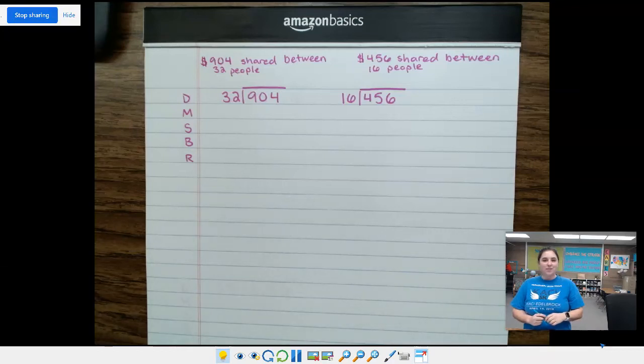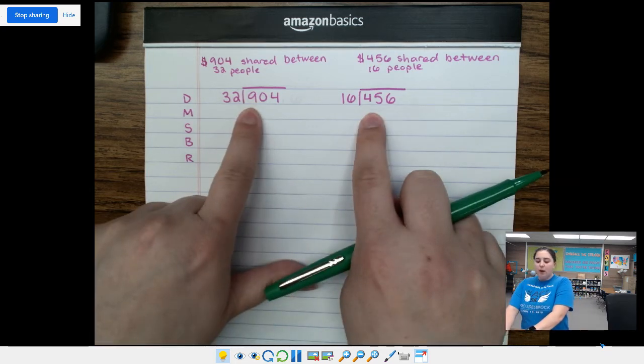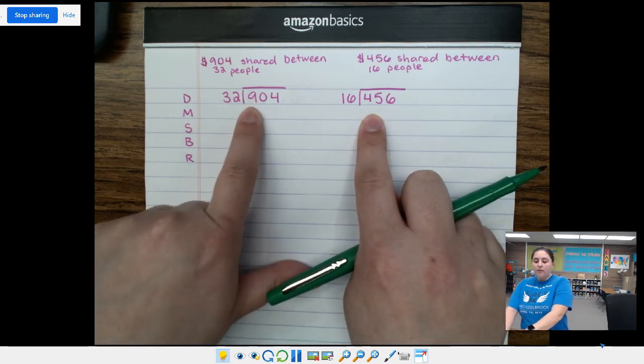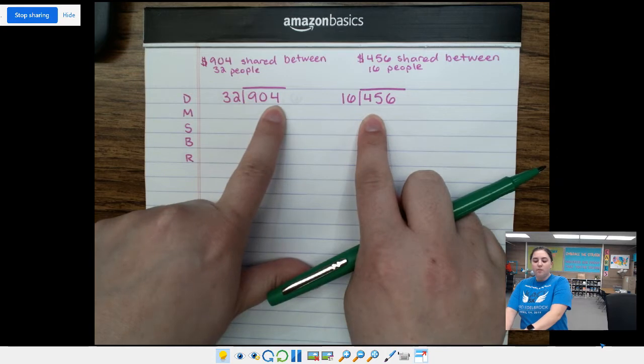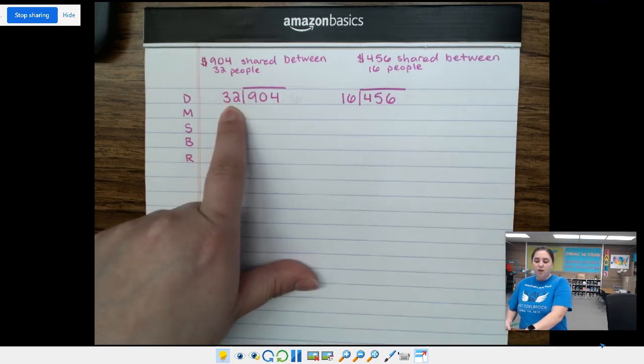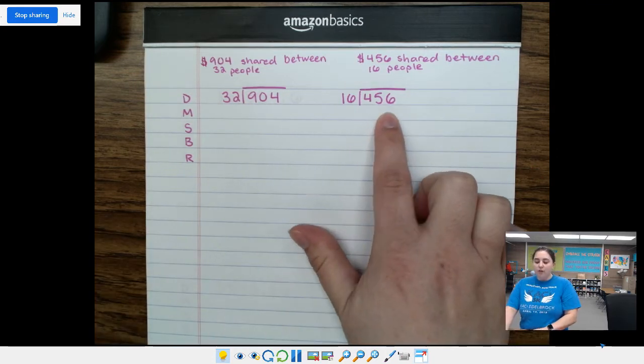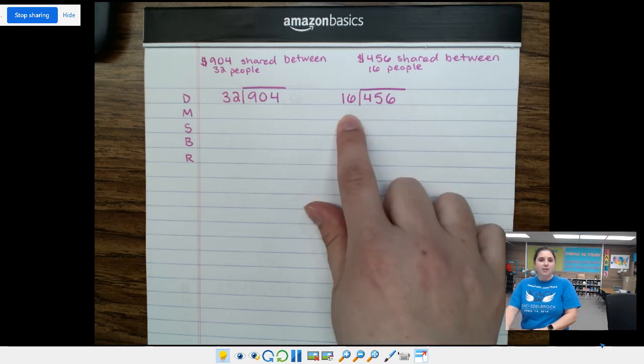Hi, fifth graders. Today we're going to build off of what we already know about division and refresh our memories on division where we have a decimal in our answer. So for this first problem, no need to write anything down. I just want you thinking. I have two division problems here. One of them is 904 divided by 32, and the other is 456 divided by 16.